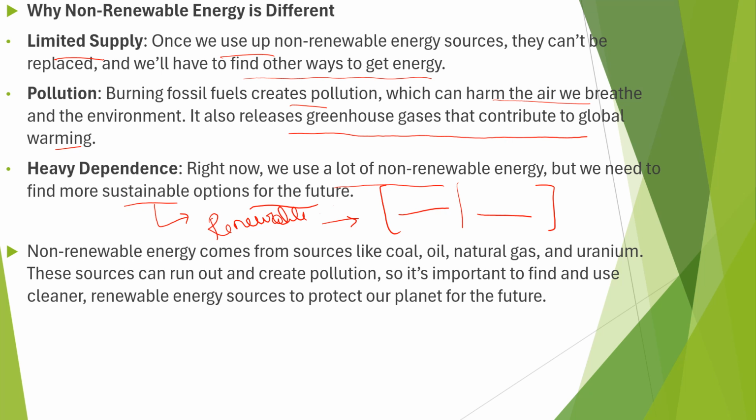Non-renewable energy comes from sources like what? Coal, oil, natural gas and uranium. These sources can run out and create pollution, so it's important to find and use cleaner renewable energy sources to protect our planet for the future. Okay, this is about the sources of energy. I hope everything is clear. If you have any doubts, just comment. I'll clarify your doubts.